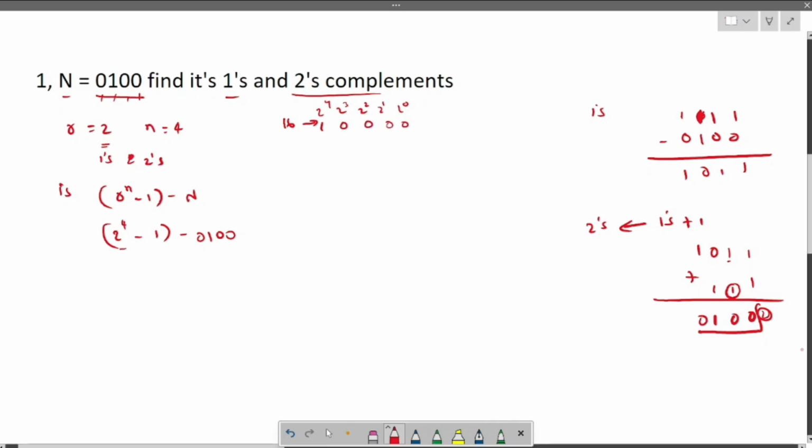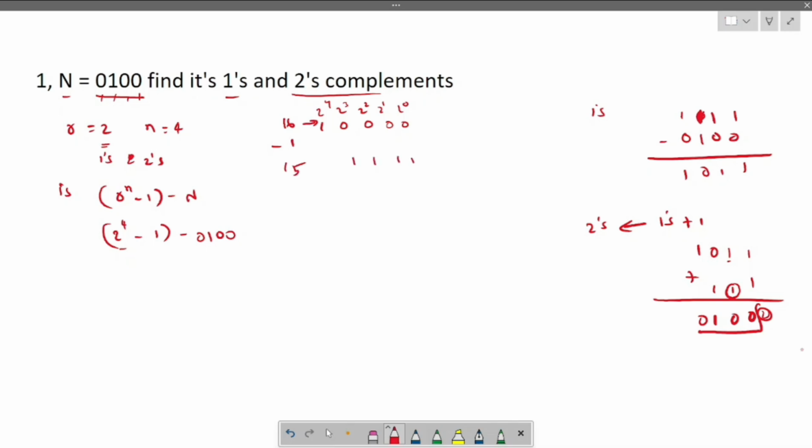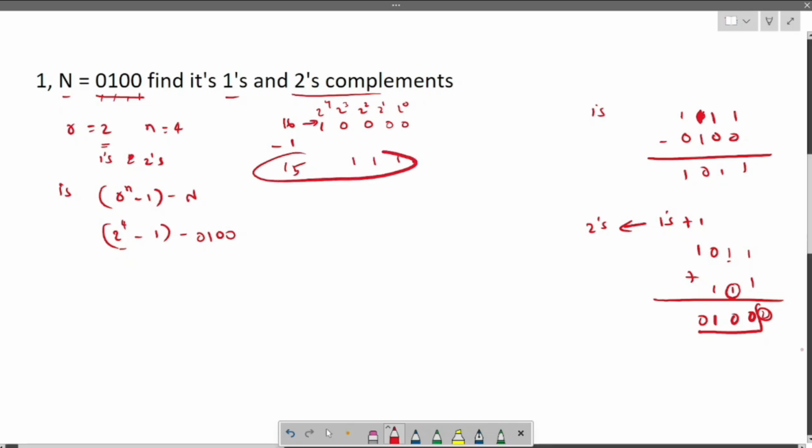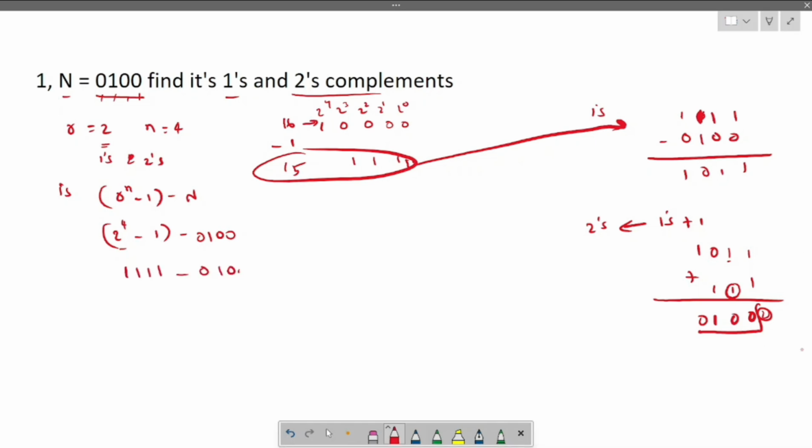And 16 minus 1 is 15. 15 means directly all 1's. Remember this thing. So all 1's minus 0 1 0 0 gives 1 0 1 1.